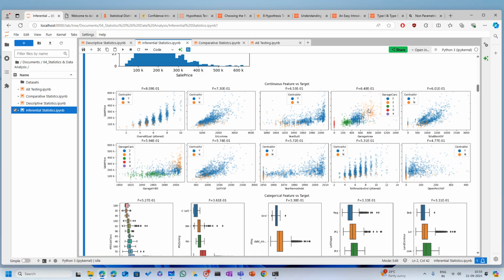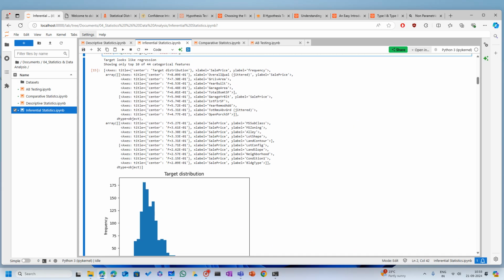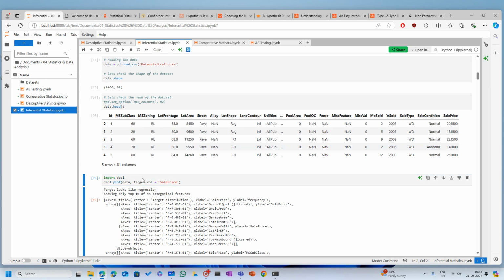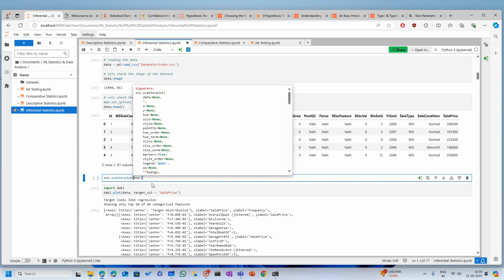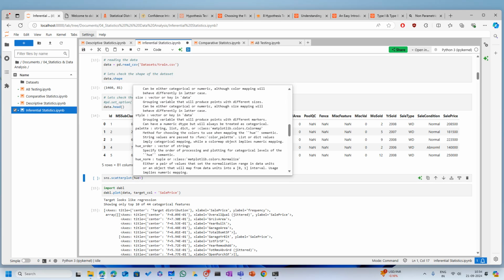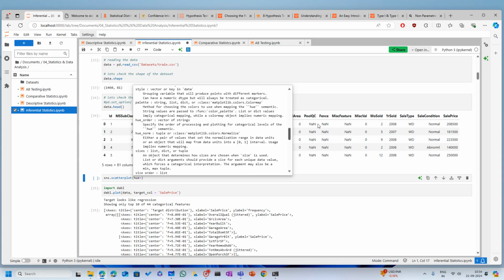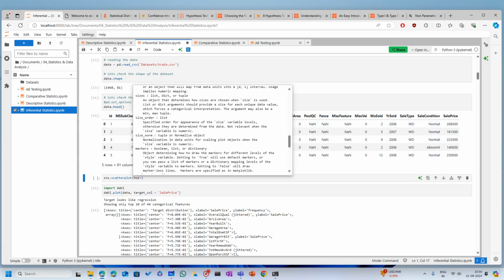But if you want to manually do the same thing, you can do it by running this code. It's called sns.scatterplot, and then you can add x and y values, and then there is something called hue. If you pass this hue value, hue order, hue norm. So what this hue does is it distinguishes the points. This is exactly what hue is.